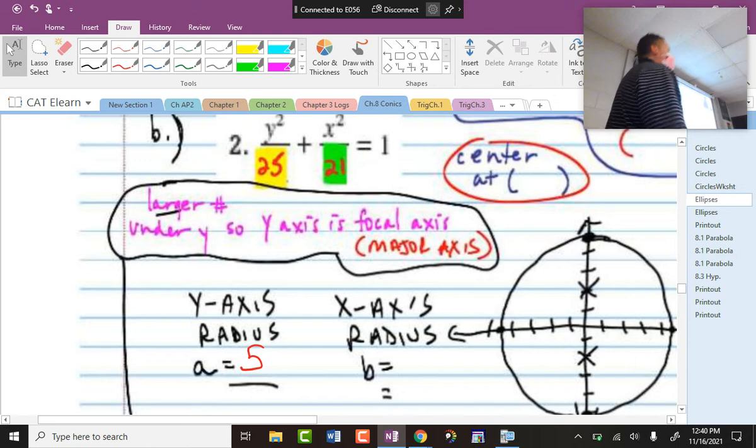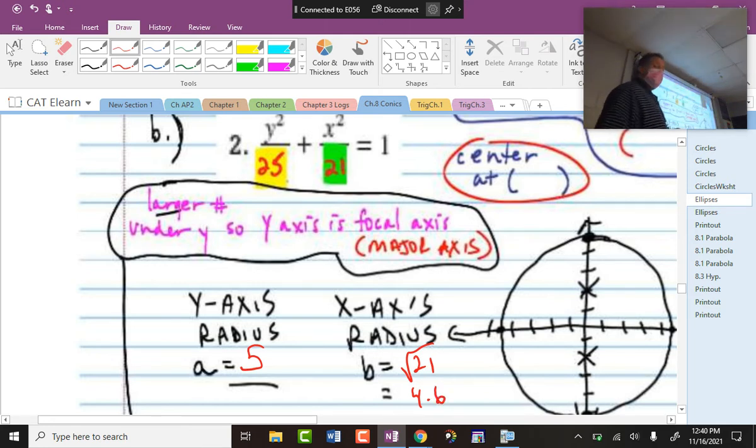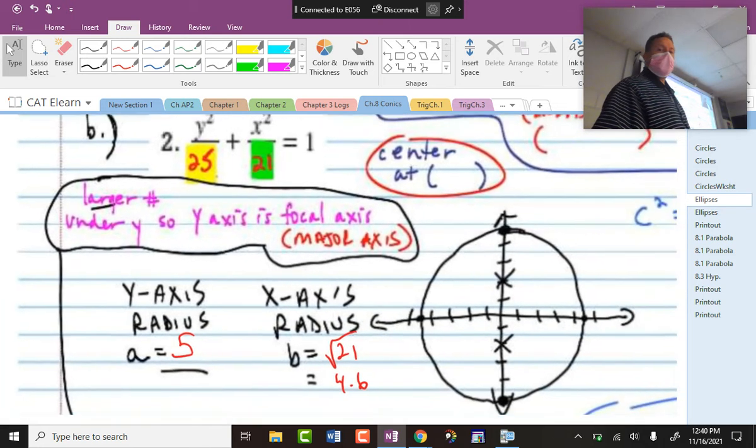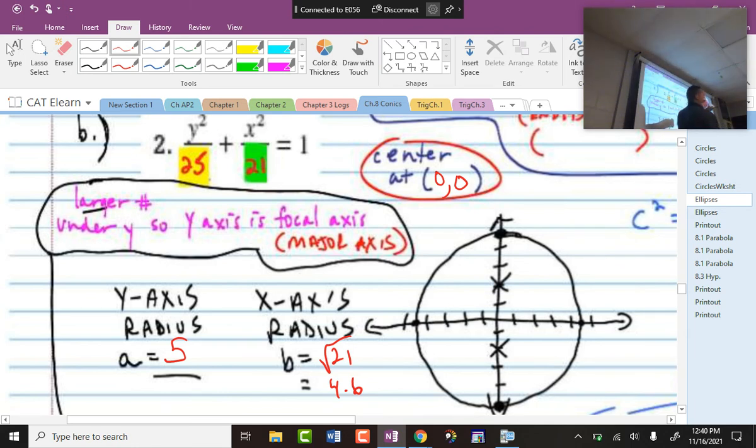Okay, here's the problem with the 21. What do I have to do to the 21? I have to take the square root. So actually, the x-axis radius is the square root of 21. And I did get this last hour as being 4.6-ish. And guess what? You got everything you need in order to graph this. By the way, everything is going to be 0, 0 today. And you should know that. It's easy. You don't have an h and a k value like with circles. That's the only difference you're going to see tomorrow.